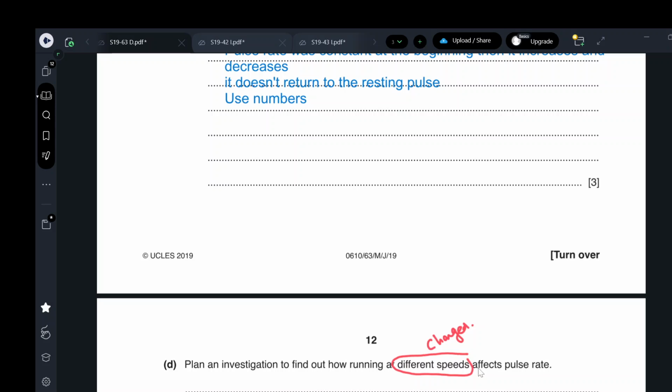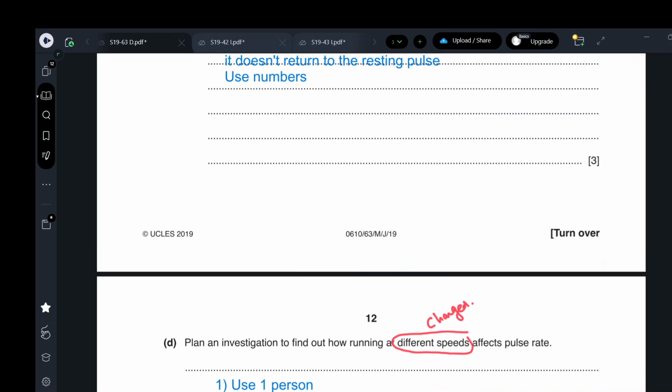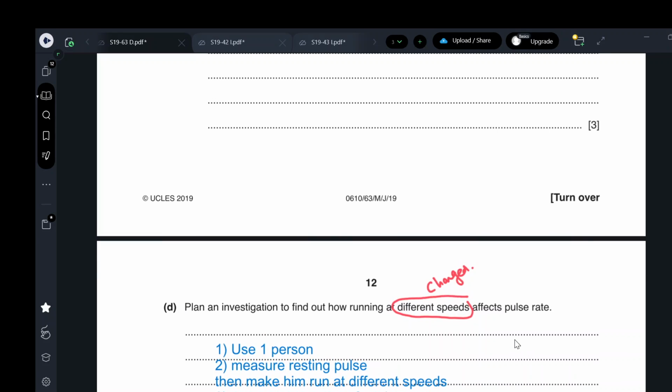I have two options. Either you will get the same person and make him run at different speeds, or you can get 5 people and make them run at different speeds, but the 5 people have to be the same age, same gender, same level of fitness. Okay, for me here, I used one person. I will measure his resting pulse before exercise, and then I will make him run at different speeds. This is the changed variable.